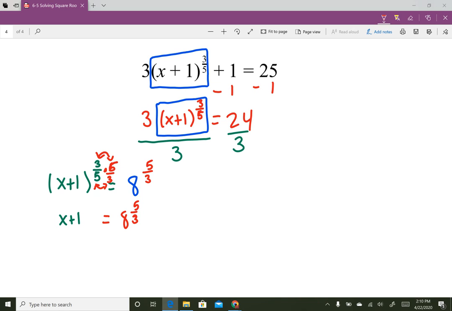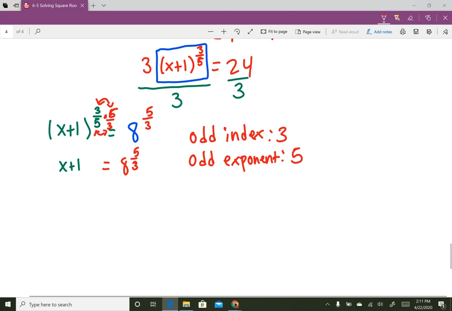Now, here's the deal. I have an odd index of 3. I have an odd exponent of 5. Why is that important? Because in a previous video, you may have seen that we had an even index and an odd exponent. We would have had to turn this into an absolute value equation. In this case here, we have an odd index and an odd exponent. So that's great for us. We can just go ahead and solve this. We don't have to worry about turning it into an absolute value equation or anything like that. We can just go for this and solve.